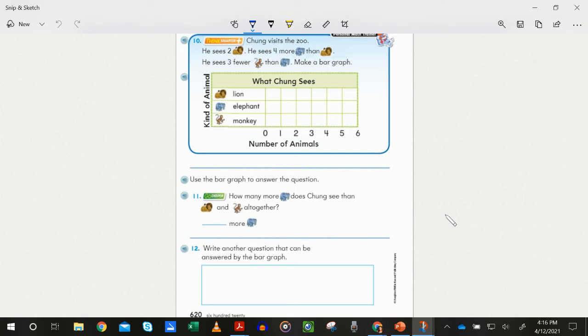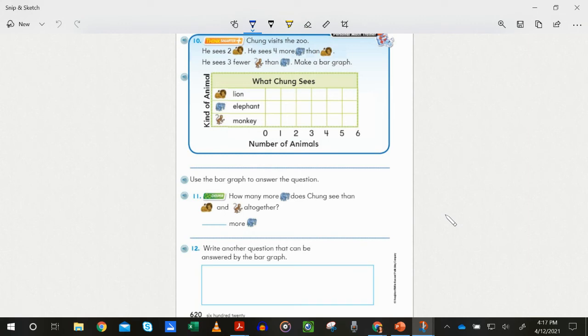Okay. He sees 4 more elephants than lions. So he got more elephants, 4 more elephants than the lions. So think of the lion number, get 4 more, there's your elephant number. He sees 3 fewer monkeys than elephants. So now we're thinking of the elephant number and 3 fewer to get the monkey number.